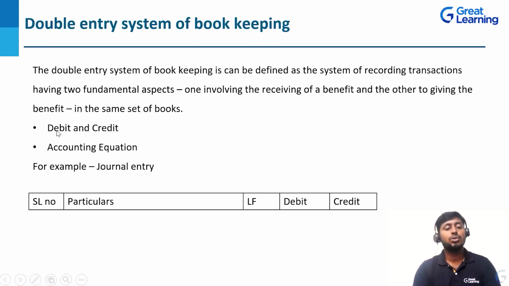Here also debit and credit are given. For each transaction in the double entry system of bookkeeping, we record debit and credit, that is, two side effects. And there is no hard rule that it must be only debit and credit. It may be debit and debit or credit and credit. That is also possible. Or vice versa, credit and debit, debit and credit. Anything is possible.